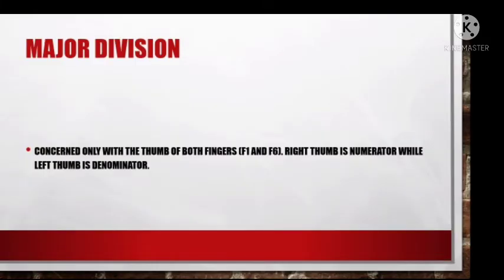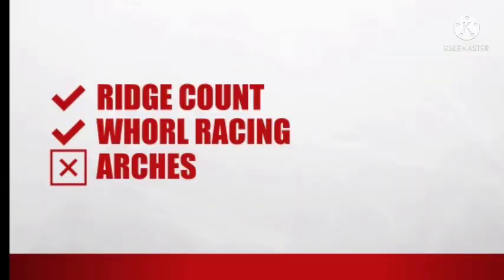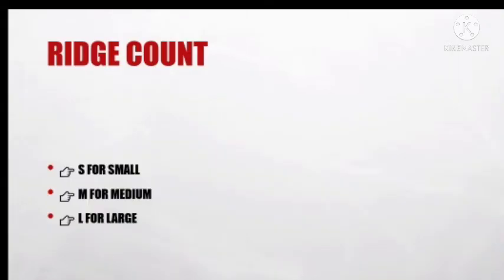Major division. In major division, it concerns only the thumbs of both hands, finger 1 and finger 6. Right thumb is the numerator, while left thumb is the denominator. Under major division, it focuses on ridge count and whorl tracing, and it eliminates the arcs. In ridge count, S represents small, M represents medium, and L represents large.